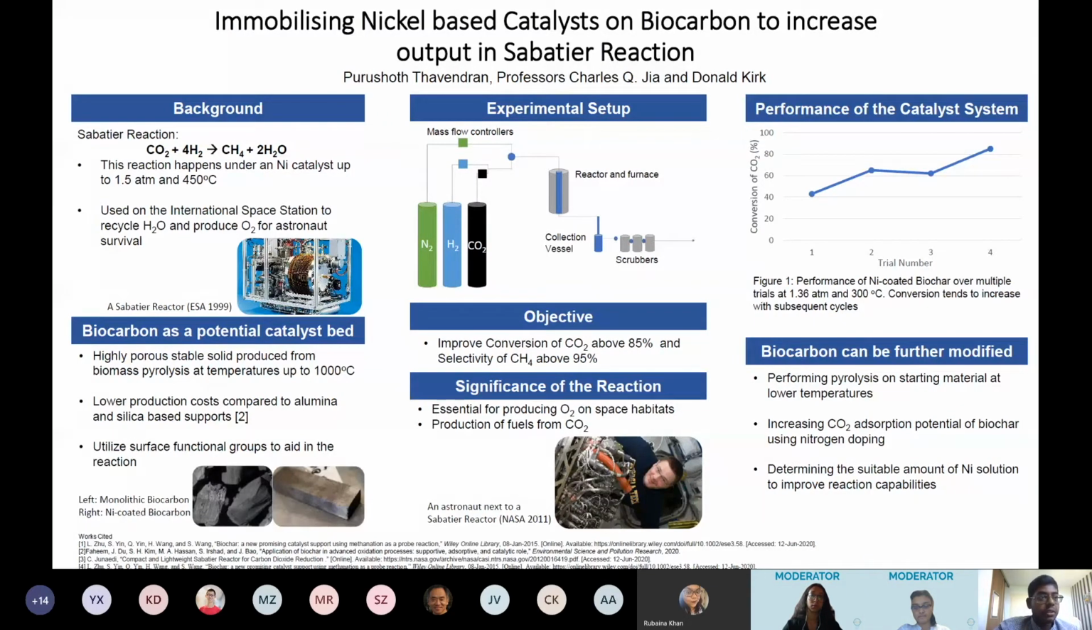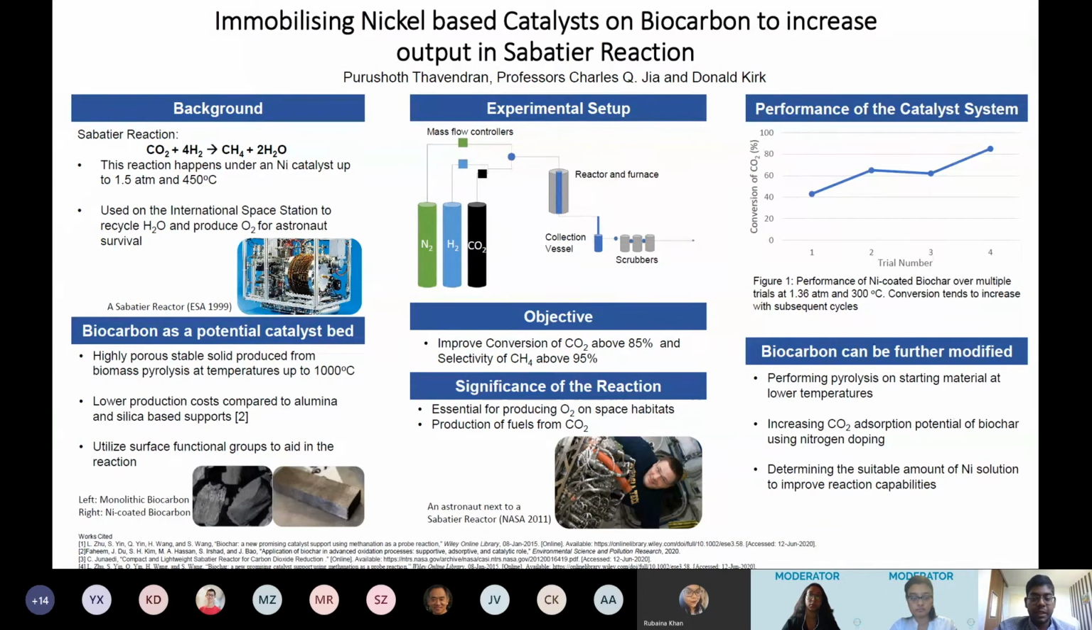So in a recent test with the catalyst system, under 1.36 atmospheres and 300 degrees Celsius, nickel-coated biochar showed overall increased performance with subsequent cycles of 6 hours, and the positive trend of this catalyst shows promising capabilities of biochar itself. And upon the fourth trial, there is also an instance of an 85% conversion, which is close to the goals of this catalyst. However, more work will be needed to determine the long-term effectiveness of biocarbon as a catalyst. However, there are signs to show its effectiveness in the long run.